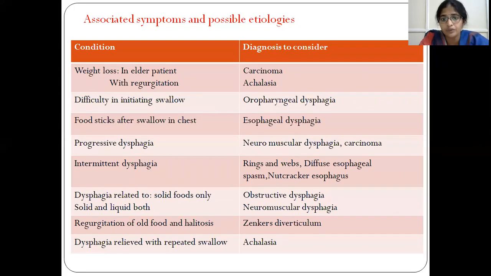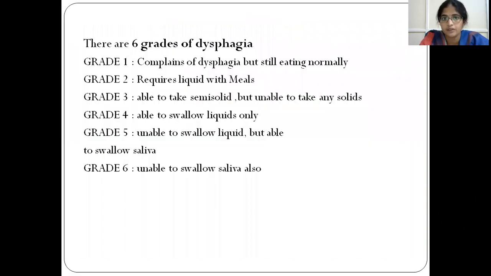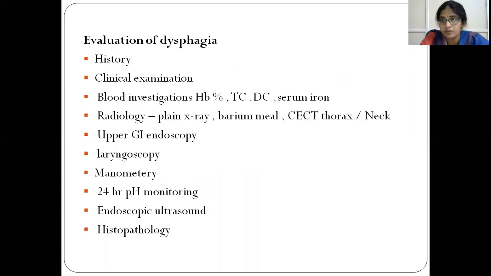Dysphagia related to solid foods only is obstructive dysphagia. Both solids and liquids is neuromuscular dysphagia. Regurgitation of old food and halitosis is suggestive of Zenker's diverticulum. Dysphagia relieved with repeated swallow suggests achalasia cardia. There are 6 grades of dysphagia. Grade 1 complains of dysphagia, but is still eating normally. Grade 2 requires liquid with meals. Grade 3 is able to take semi-solids but unable to take any solids. Grade 4 is able to swallow liquids only. Grade 5 is unable to swallow liquid but able to swallow saliva. Grade 6 is unable to swallow saliva also.